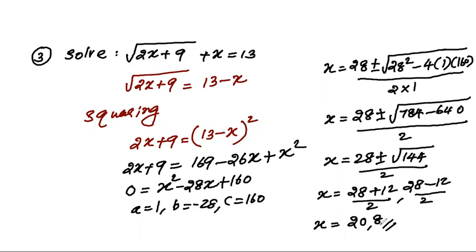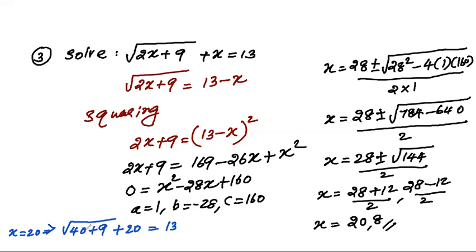But there is a problem. Let me check whether the two values are satisfying the given equation. Let me apply x is equal to 20 first of all. If I apply x is equal to 20, what am I getting? Root of 2 into 20, 40 plus 9, right? Plus 20, that is LHS, which is equal to 13, right?